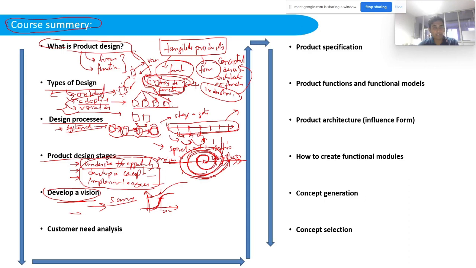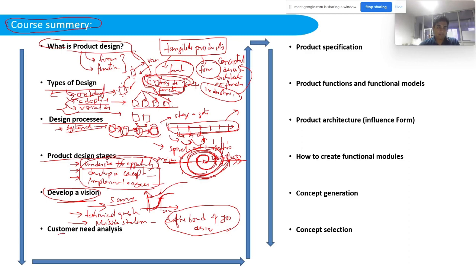Then we discussed how to ask technical questions, and what sort of technical questioning can be asked to come up with a mission statement. The mission statement defines the boundary of your design. It defines what all you want to do in this particular design.